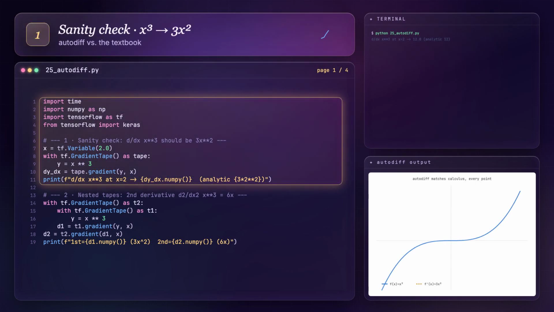First, the sanity check. We make x a variable set to 2.0, open a gradient tape, compute y equals x cubed, and ask tape.gradient(y, x). TensorFlow returns 12.0 and 3 times 2 squared is 12. Autodiff matches the textbook. We print both side by side so there's no hand waving.